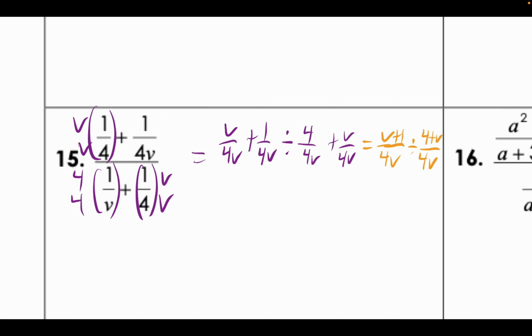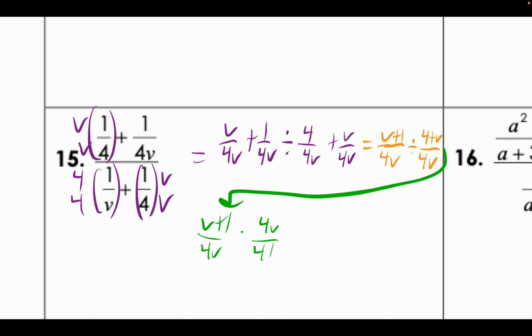So then I go on to my next step where I multiply by the reciprocal: v plus 1 over 4v times 4v over 4 plus v. As I look to reduce here, I can reduce the 4v and the 4v to 1 and 1, or 4 and 4 to 1 and 1, and then v and v to 1 and 1. But I can't reduce 4 plus v and v plus 1. So I have v plus 1 over 4 plus v.